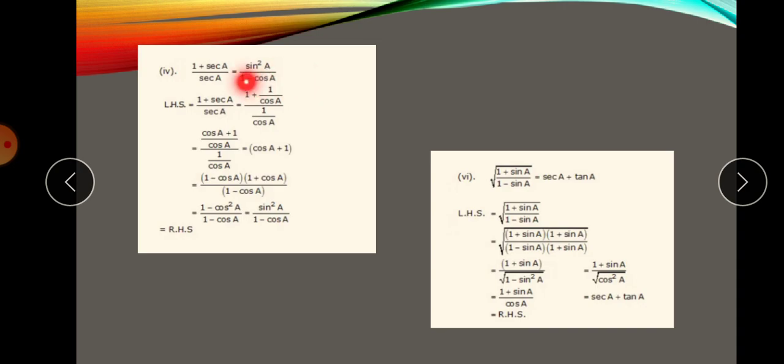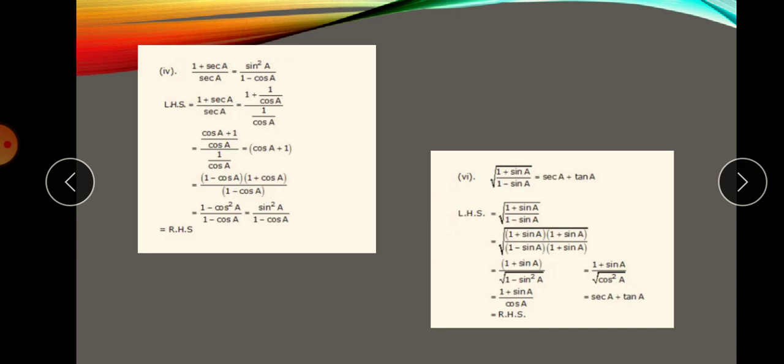Now take the RHS. Sin square A, how can we write it? Sin square A we can also write as 1 minus cos square A. 1 minus cos square A is nothing but 1 minus cos A into 1 plus cos A. So 1 minus cos A and 1 minus cos A will get cancelled. Then 1 plus cos A will come. Then LHS will be equal to RHS here.